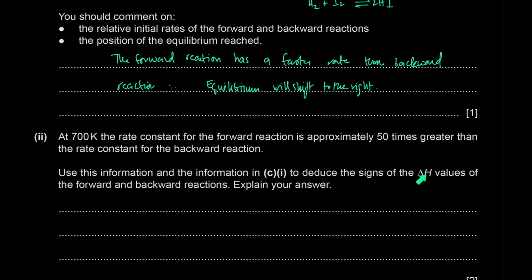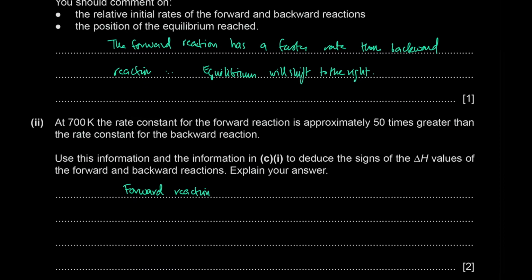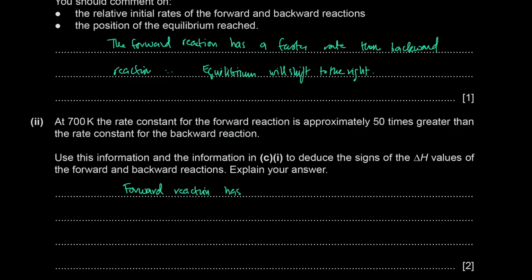So what does that tell you about the enthalpy change of the forward reaction? If I increase the temperature, the forward reaction is less favored. So therefore, we can say that the forward reaction is exothermic, because an increase in temperature is decreasing the relative size of the rate constant. Here it's 1,000 times greater. At a higher temperature, the forward reaction rate constant is only 50 times greater. So we can say that the forward reaction has a negative delta H, and the backward reaction has a positive delta H.